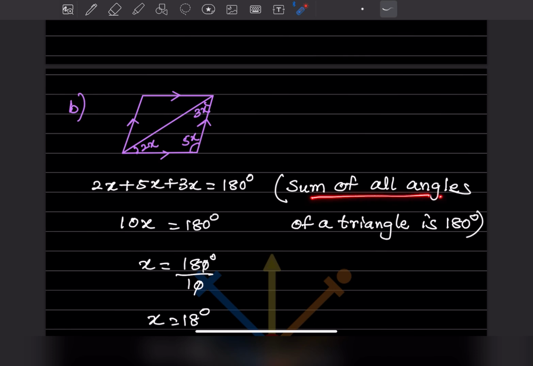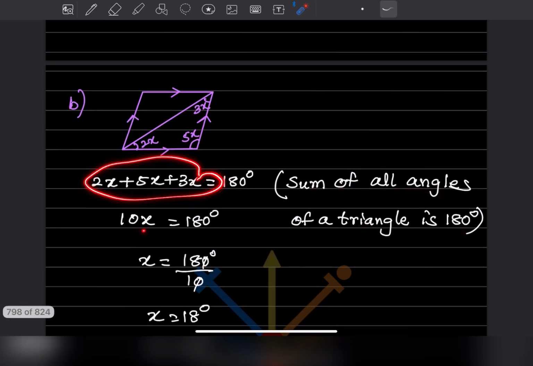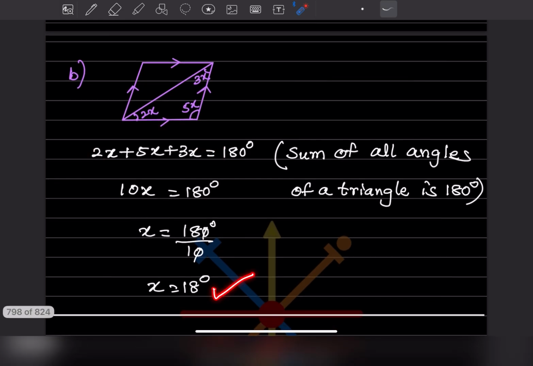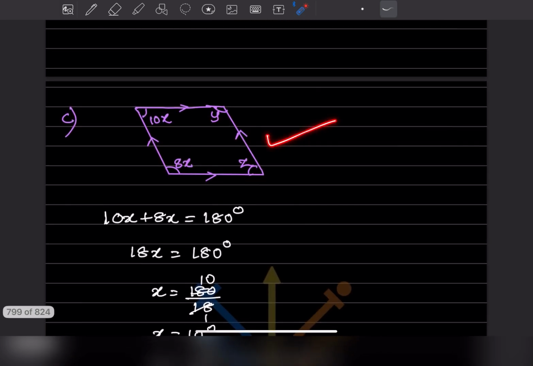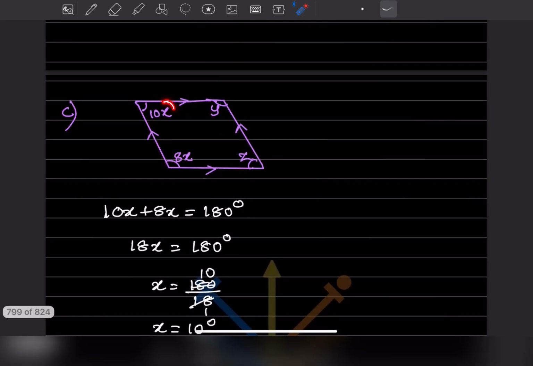Sum of all angles of a triangle is 180. So when you add this, that is going to be 10x is 180. So x is going to be 180 divided by 10. So x is going to be 18 degrees. Now for this one, see here, both of these are the same. This also x, so this also x, so it is easy.